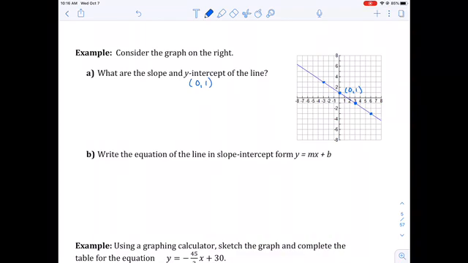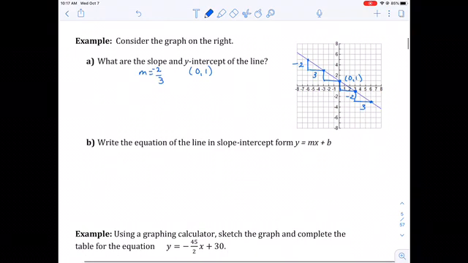And I can see the pattern right away when I pick those nice numbers, that the pattern is down 2, right 3. Down 2, right 3, down 2, right 3. Remember, we always rise first. So if it's negative, we're going to go down, right? And then right 3. Down 2, right 3. Okay? So our slope is -2 over 3.